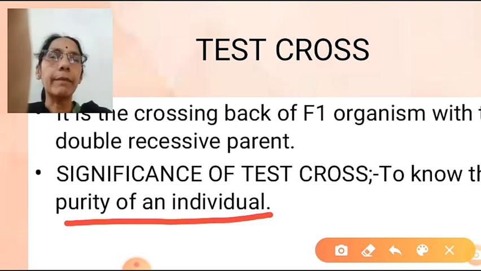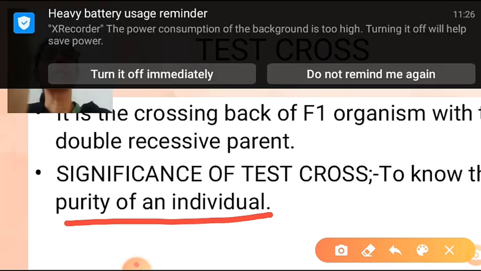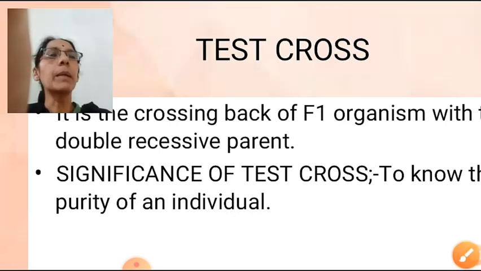So the main advantage of the test cross is to find out whether the organism is homozygous or heterozygous for a character. So it is the crossing of an unknown genotype with the recessive parent. Crossing an unknown genotype with the recessive parent is called a test cross. The significance is to know whether the plant is homozygous or heterozygous for this character.